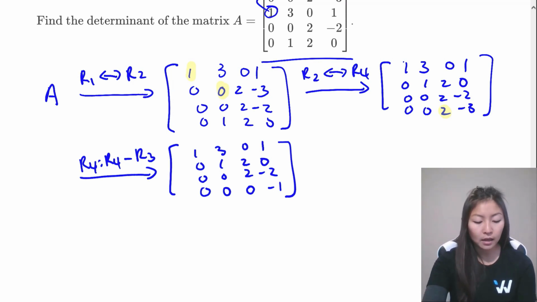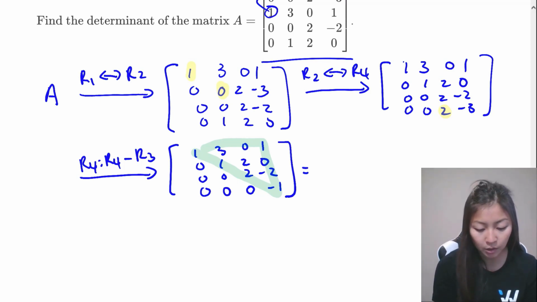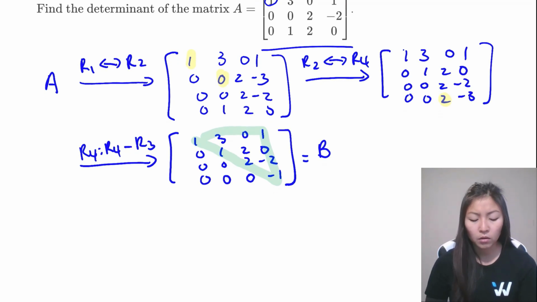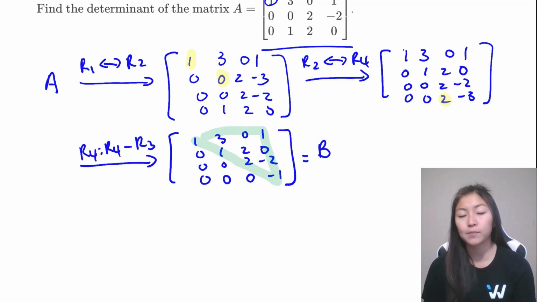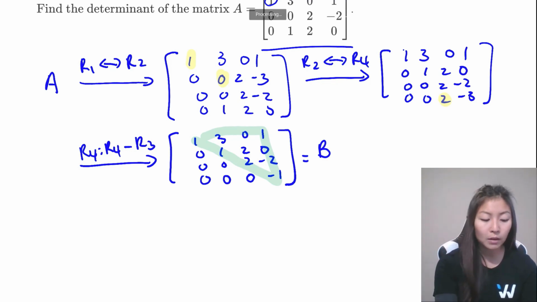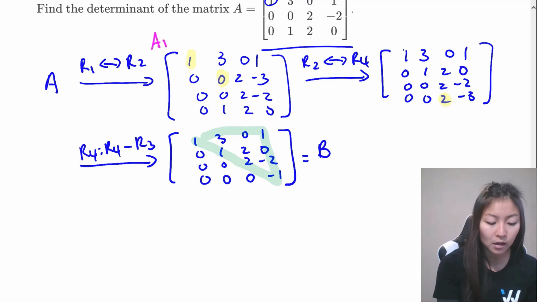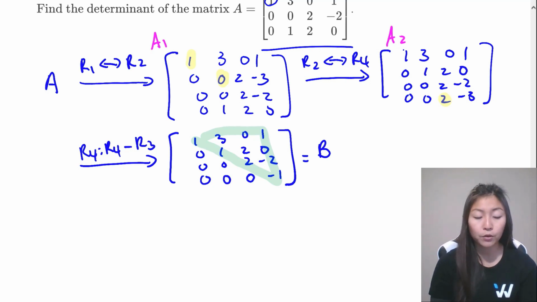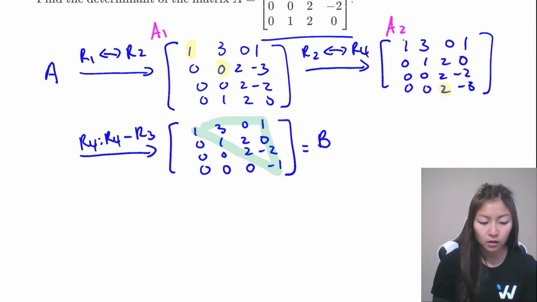Now this guy is an upper triangular matrix. The determinant is nice to find. I'm going to call this B. So I know how to find the determinant of this last matrix, but I did a bunch of EROs, and I don't want to mess up my process here when I'm dealing with EROs. So what I'm going to do is I'm going to label these guys A1 and A2. And let's work backwards to figure out what the determinant is.